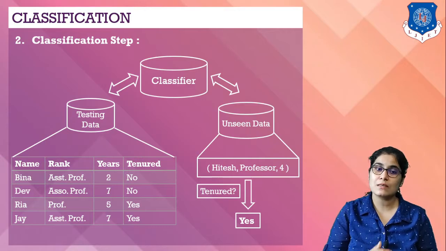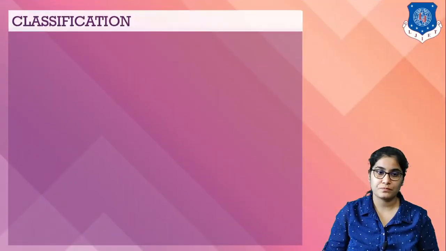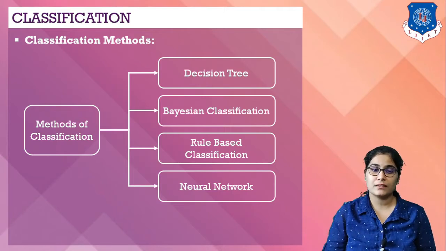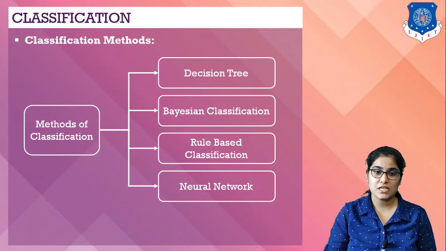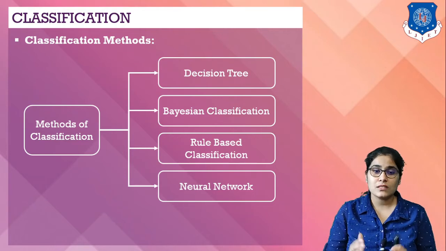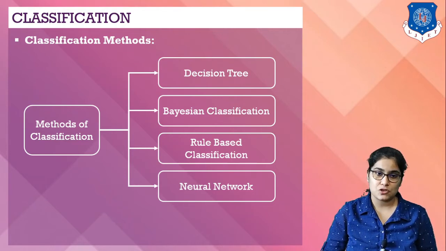Now let's discuss the methods of classification. As you can see in this figure, there are 4 different methods that can be used to classify the data, which are decision tree, Bayesian classification, rule-based classification and neural network. Well, all these methods will be covered in the next lectures. So let's discuss what prediction is.